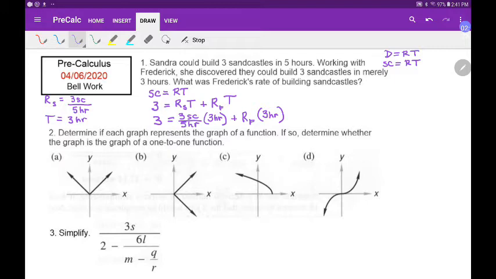Determine if each graph represents the graph of a function. Okay, first thing we do is we determine if it passes the vertical line test. And it doesn't matter where I draw the line. It does pass the test. Then I check to see if it's 1-to-1, and it fails. Okay, so it fails this way. And first it passed this way, but then it failed the second test. So continue on like that.